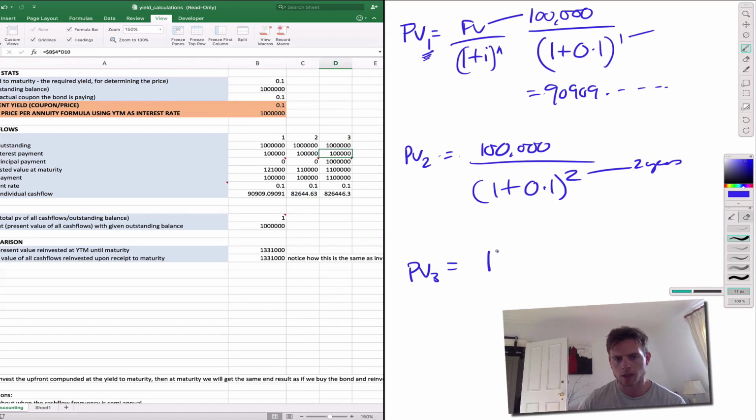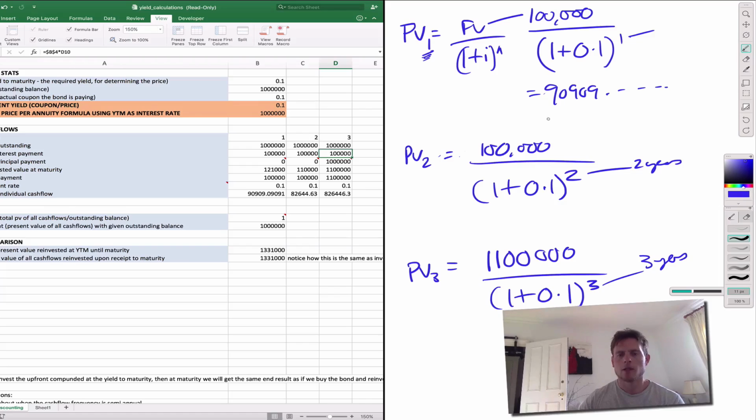Because we're getting the principal as well. So the total cash flow we're getting is 1,100,000, right? And we divide, and the discount factor is 1 over 1.1 to the power 3, because that's 3 years. So these are the cash flows we're getting, and these present values are basically what, in today's money, it's worth to pay for those cash flows.